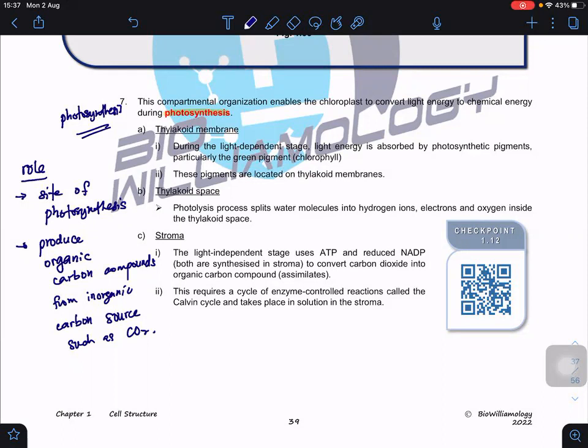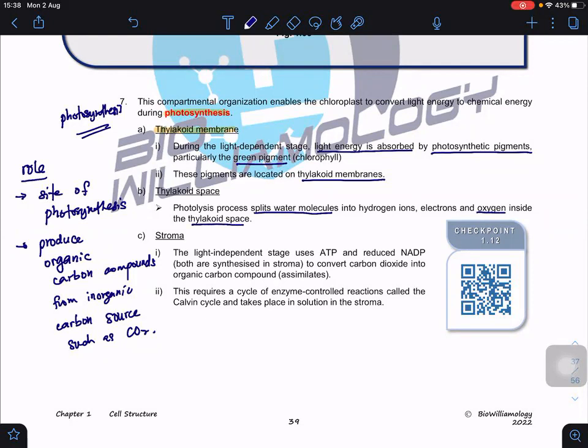Now, as I said, that's their compartmentalization, which means each compartment has its own role. First, we look at the thylakoid membrane. What is its function? Because they have the green, photosynthetic pigments, they can trap or absorb the light energy. In the thylakoid space, water molecules are split into hydrogen ions, electrons and, very importantly, oxygen, so the oxygen can be released.